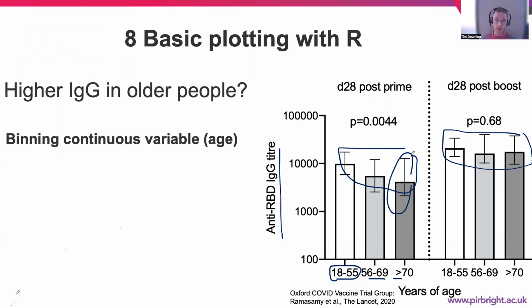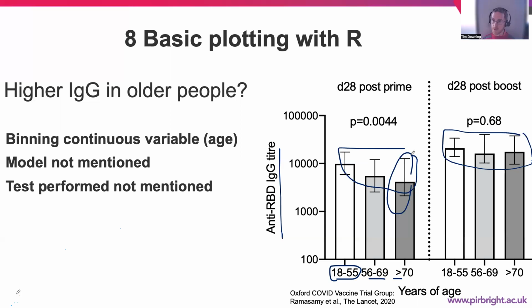So you can ask yourselves, why are they binning a continuous variable? Age is a continuous variable. You don't need to bin it into categories. It's the wrong type of approach to use. And this was in the Lancet. The model being used was not mentioned. What test is being performed, not mentioned.